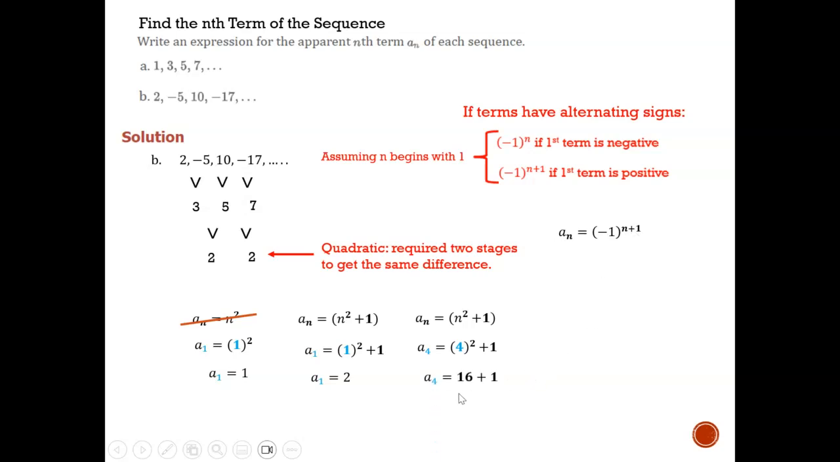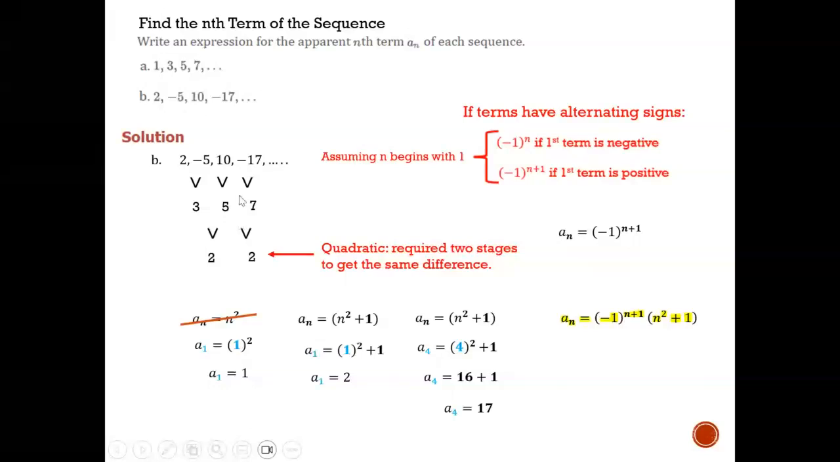So it's going to give us 17. So I know this is my formula, guys, right? That goes first because that one goes from positive to negative, and the n squared plus 1 will give us the 2, the 5, the 10, and the 17. So this is my nth-term formula.